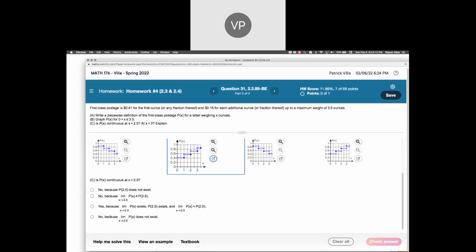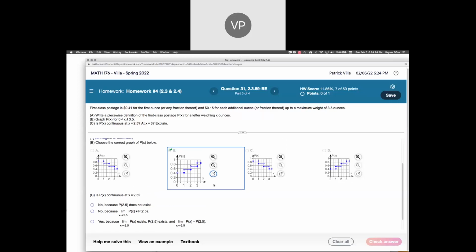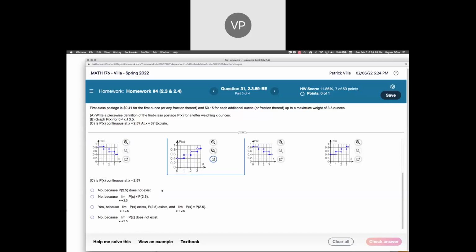Well, let's look at the last one. All right, no, because the point doesn't exist at 2.5. Okay, let's go back. I'm sorry. I wish I could rewind this. Let's just ignore everything I just said. They're not asking if the graph is continuous. I hope you're learning from me what not to do here.